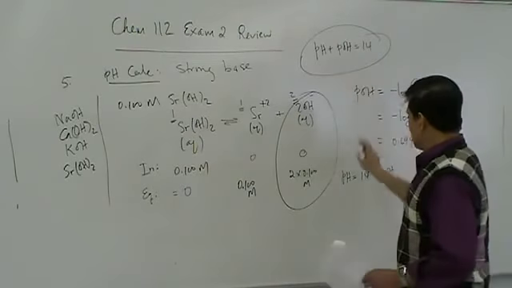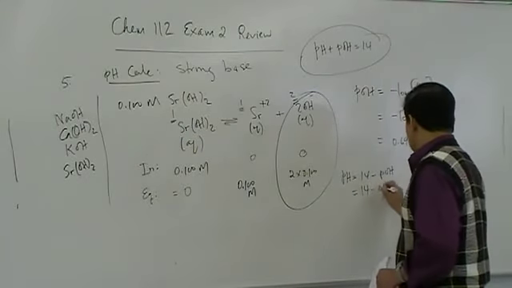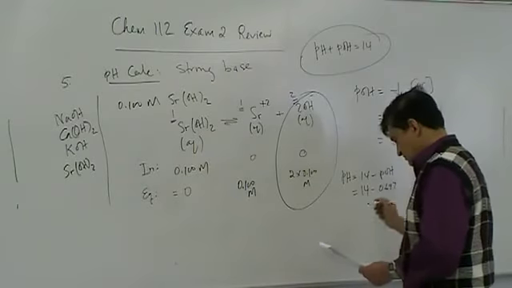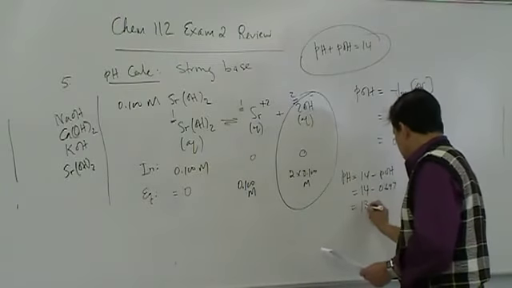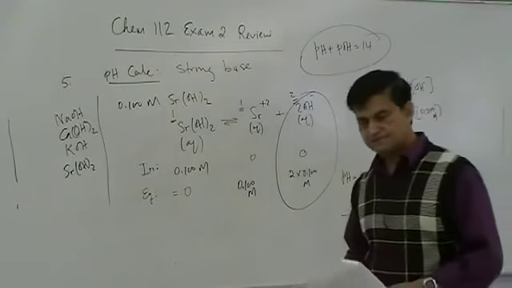So if I want to calculate pH, it would be 14 minus pOH. So 14 minus 0.699, so it's going to be 13.3. So the answer to this question is 13.3.